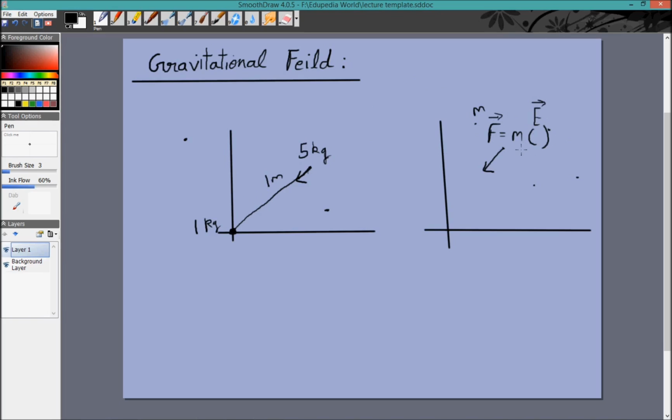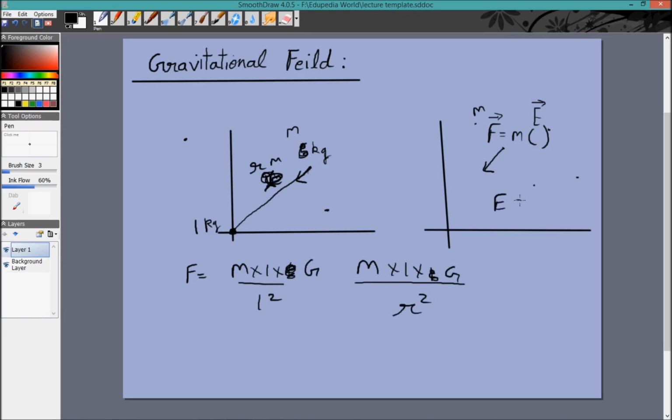In this case, what would this E be? If this 5 kg we take it to be m kg for a second, the force will be m into 1 by 1 square towards this direction. If we even generalize this and take it to be r meters, then it becomes m into 1 into g by r square. Right? So E comes out to be 1 into g by r square radially inwards.